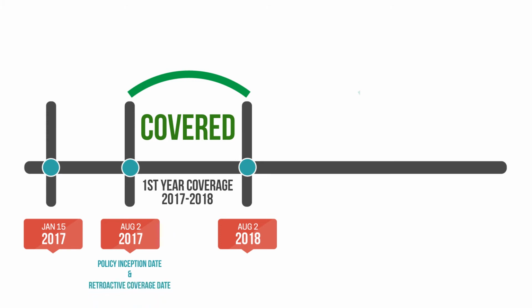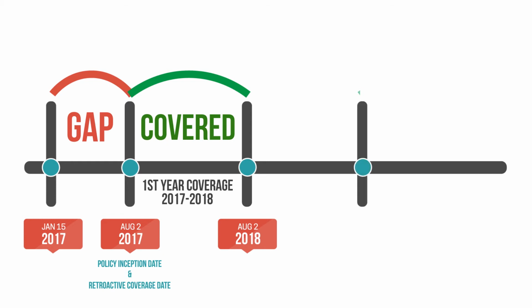Since the retroactive coverage date is August 2nd, 2017, no coverage is going to be available for any of the work done prior to that date, even if a claim based upon that work were to arise and be reported during this first policy period. Now, let's look at year 2.